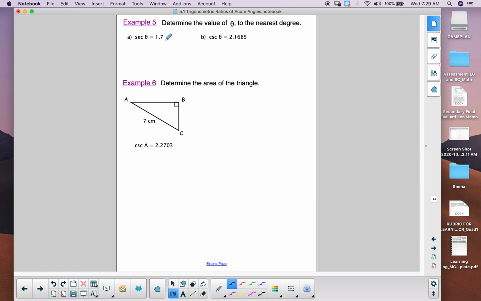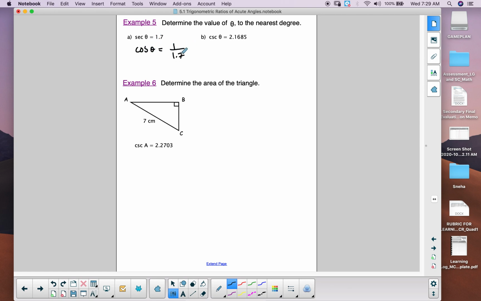Next example, we have to find the value of theta to the nearest degree, and we're given secant of theta is 1.7. We know that the secant is the reciprocal of the cos ratio, which means that the cos of theta will be equal to 1 divided by 1.7 because they are reciprocals. The reason I'm using cos is because my calculator does not have secant on it. So I need to move from the secant to the cos to solve.